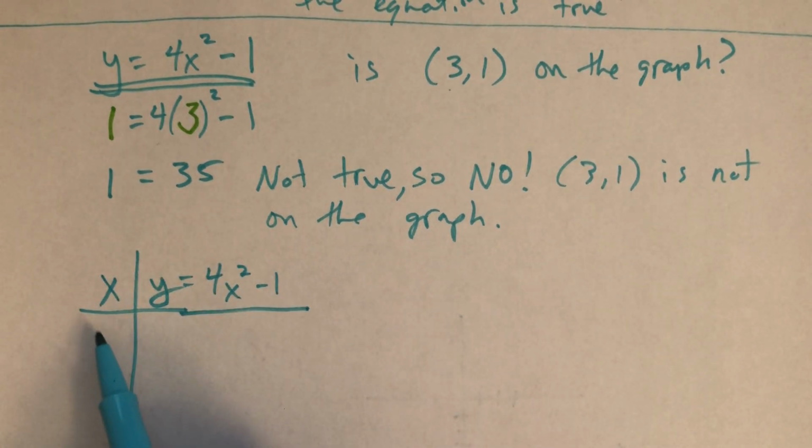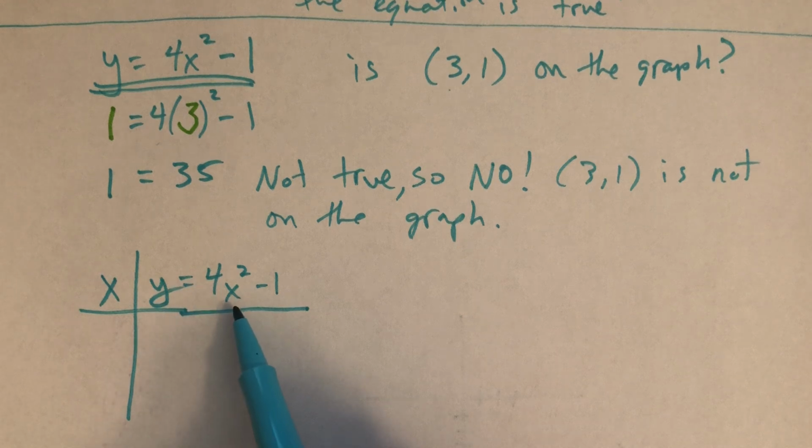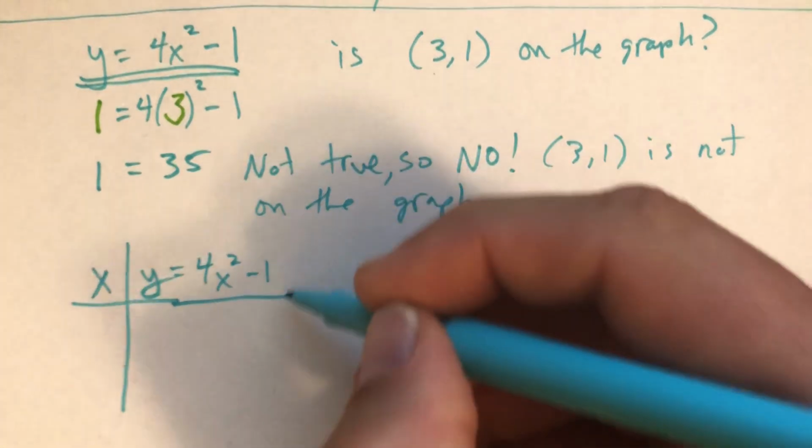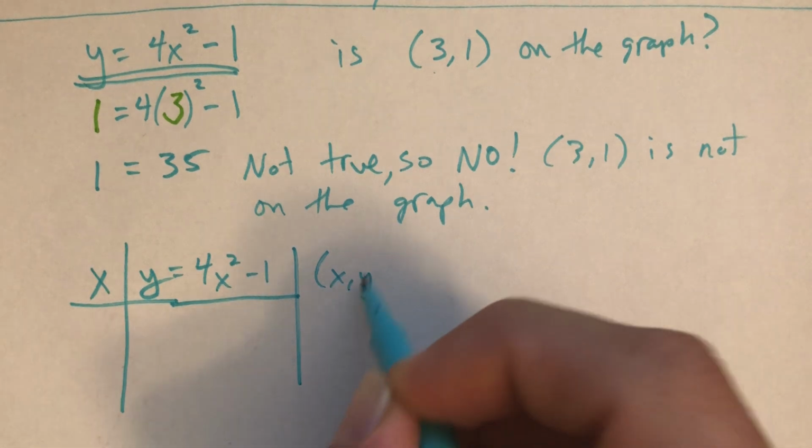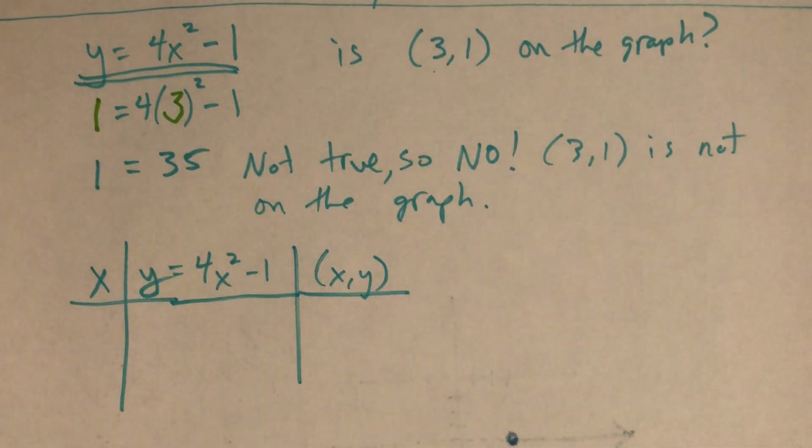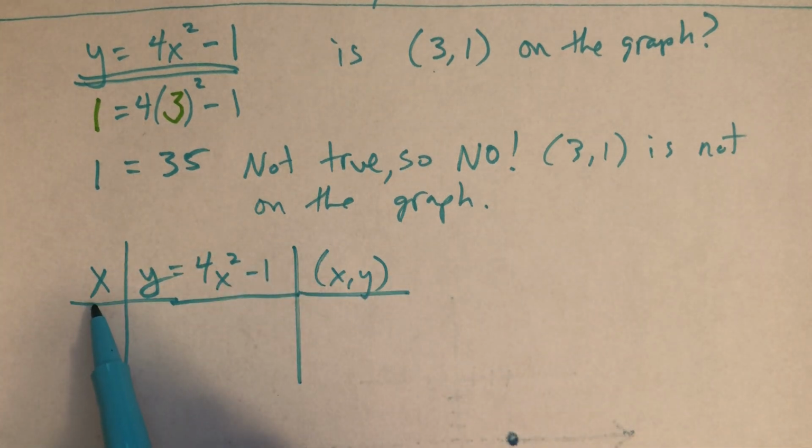So whatever I choose for x, my y value is going to be 4 times the square of that thing minus 1. And we can maybe add another column here, x, y. So these are going to be our ordered pairs. Okay, so if we just go and pick your favorite values in here, it doesn't exactly matter.